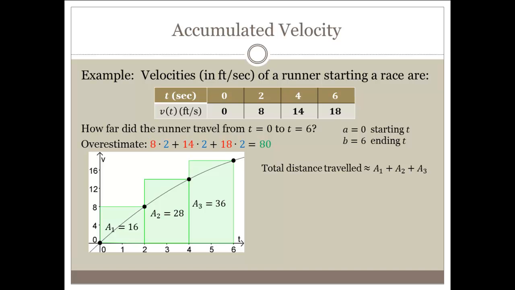We will now be a little more clever about how we write these. Remember that A1 was calculated as 8 times 2 because it was the velocity at 2 times delta t. A2, the area of the second rectangle, was calculated as 14 times 2 because 14 was the velocity at 4 and 2 was our delta t again. Finally, the area of the third rectangle was calculated as 18 times 2, which came from the velocity at 6 times delta t.